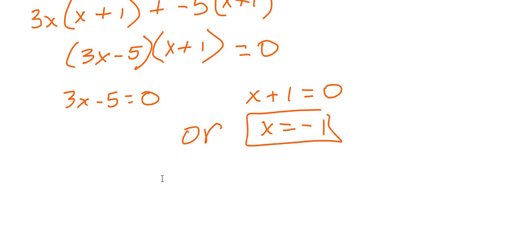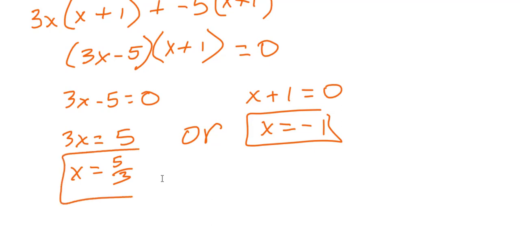Or this one here, which is 3x equals 5. Divide both sides by 3, and x equals 5 over 3. So here are my two answers. It's x equals 5/3, or it equals negative 1. All right, let's go to our next one.